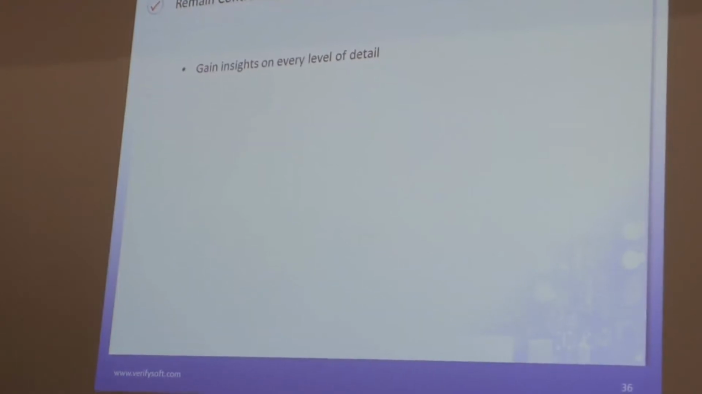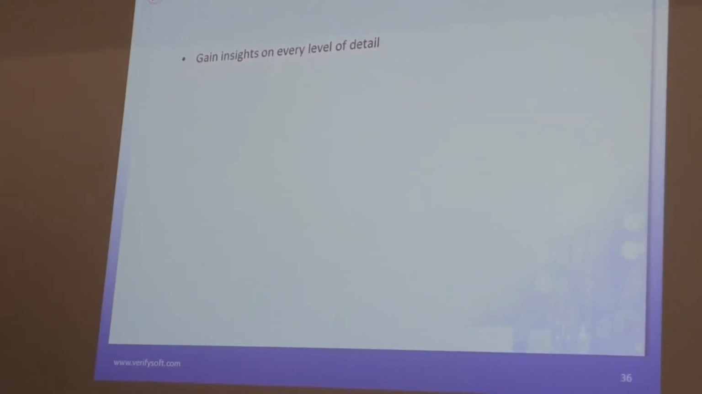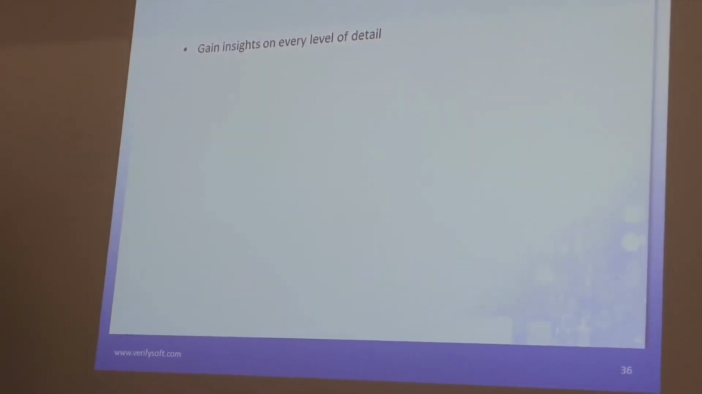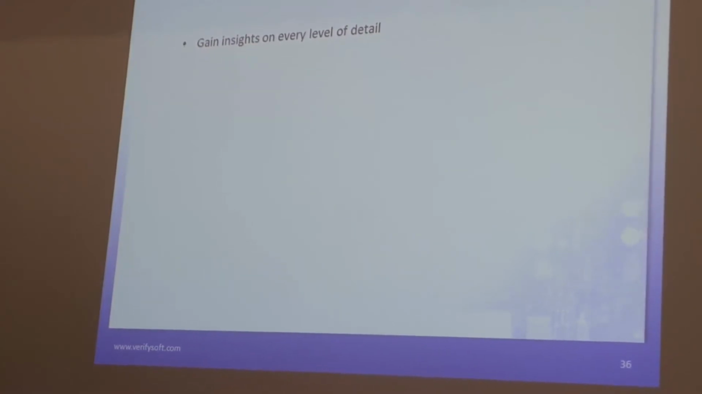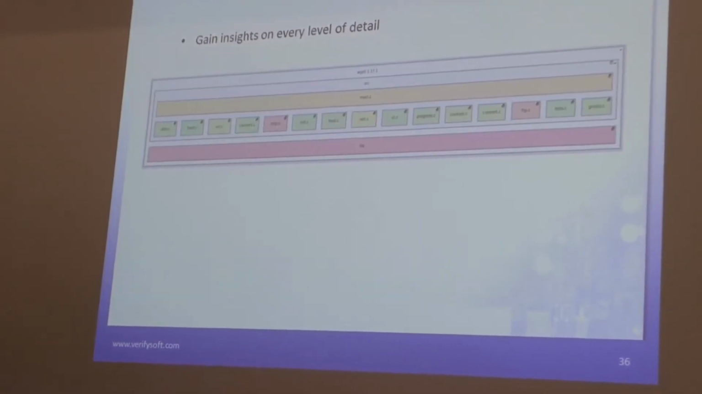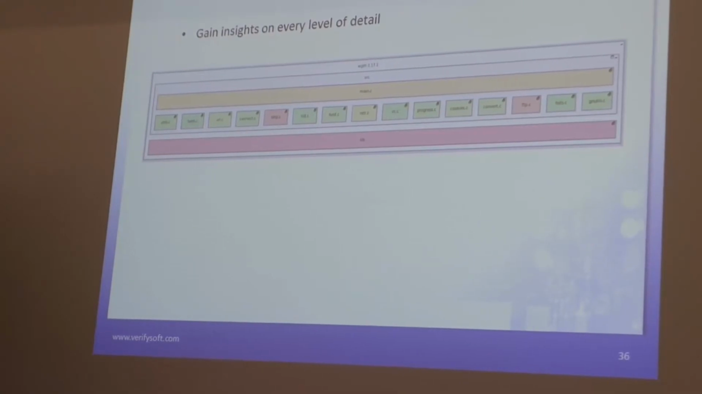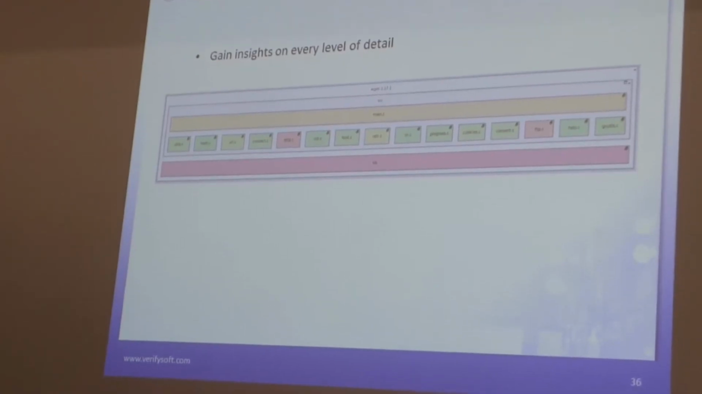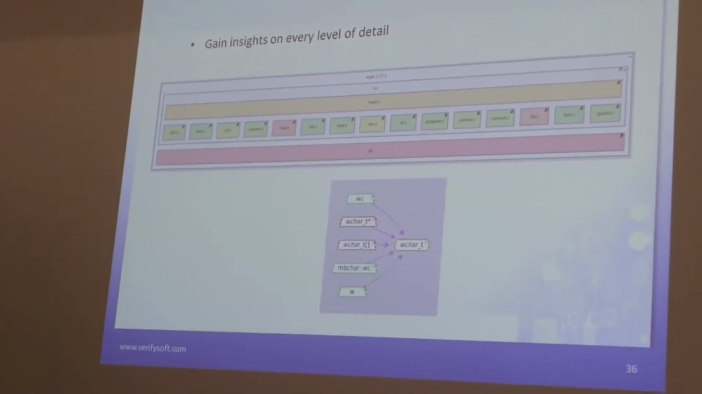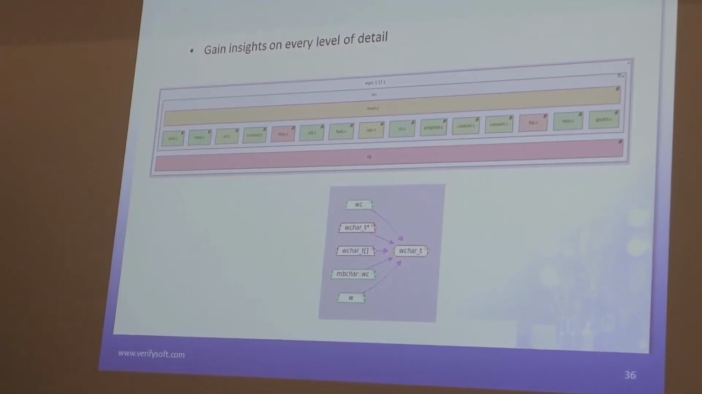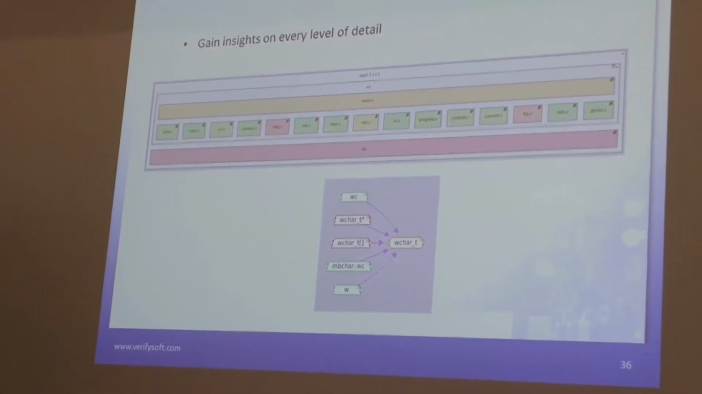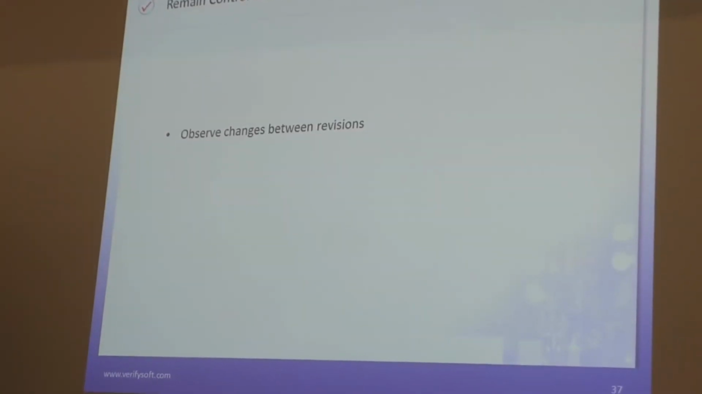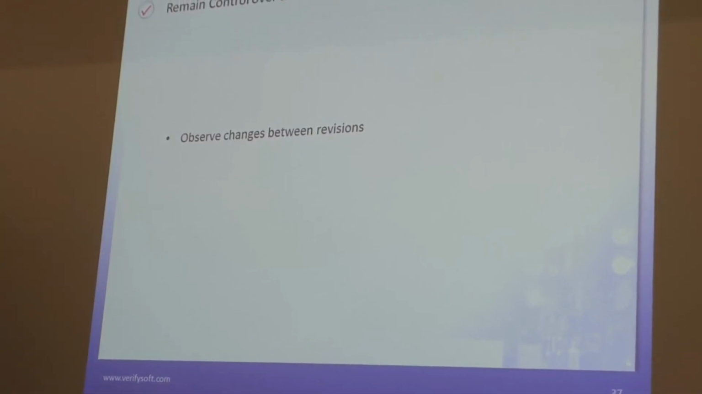Second point how Imagix can contribute to projects is it helps to remain control over the code base. It helps to gain insights on every level of detail from architectural level. Here are also shown some metrics and colors towards complexity, and we can also scroll down to diagrams that show us then only types and variables and dependencies of that. Then it helps us to observe changes between revisions.